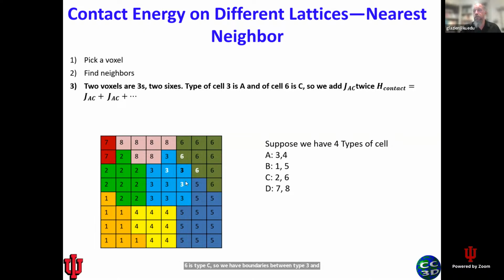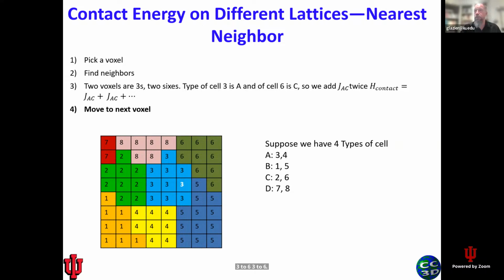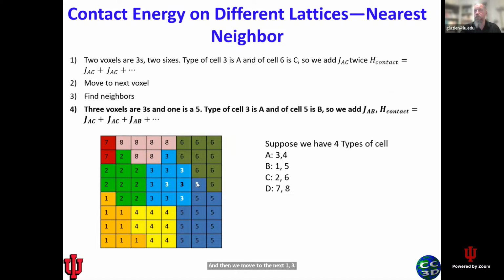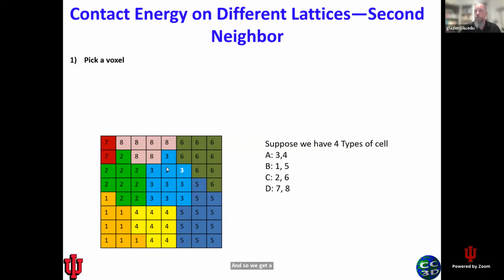And we have to count up how many mismatched voxels we have. So we add JAC twice, 3 to 6, 3 to 6. So we have 2 units of JAC. And then we move to the next one, 3. It's next to a 5. And so we get a J, and 5 is of type B, so we get a JAB. And you can keep doing that.